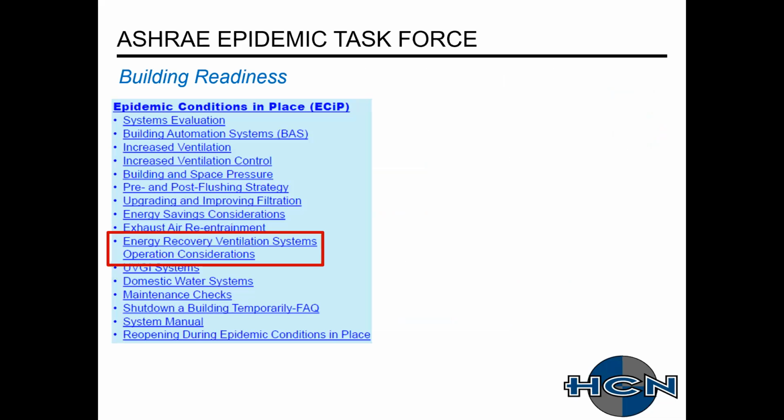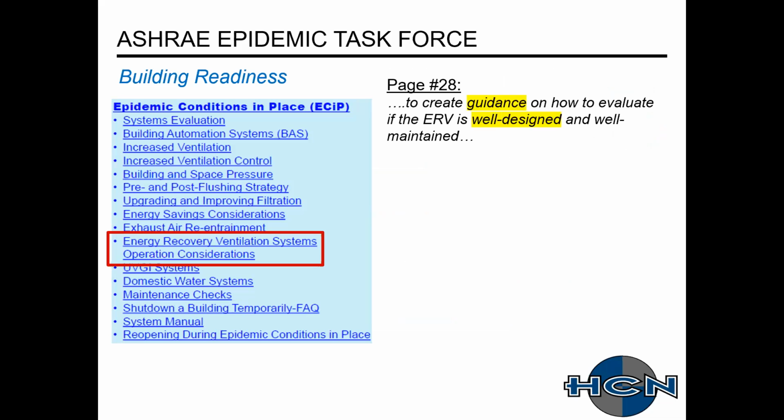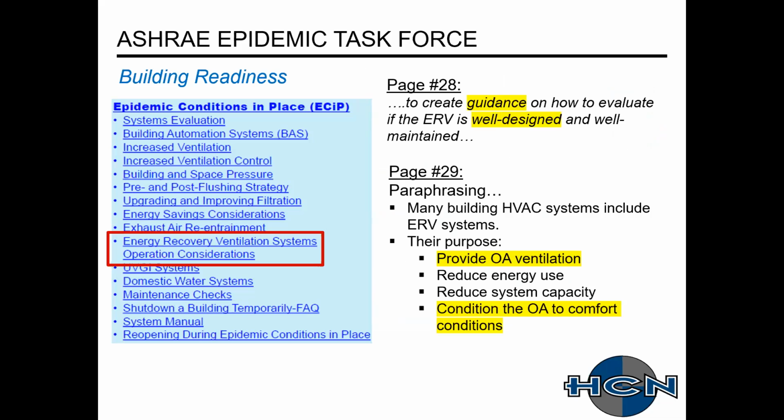So going to the building readiness guide, here's the section where I'm looking for energy recovery ventilation systems. On page 28, the idea was to create guidance on how to evaluate if an ERV is well designed and well maintained. For today's presentation, I'm not going to talk about maintenance. I'm going to focus on design. On page 29, paraphrasing, many building systems have ERV systems. Their purposes, once again, are similar to what I mentioned before: to provide outside air ventilation, and also to condition the outside air to comfort conditions.